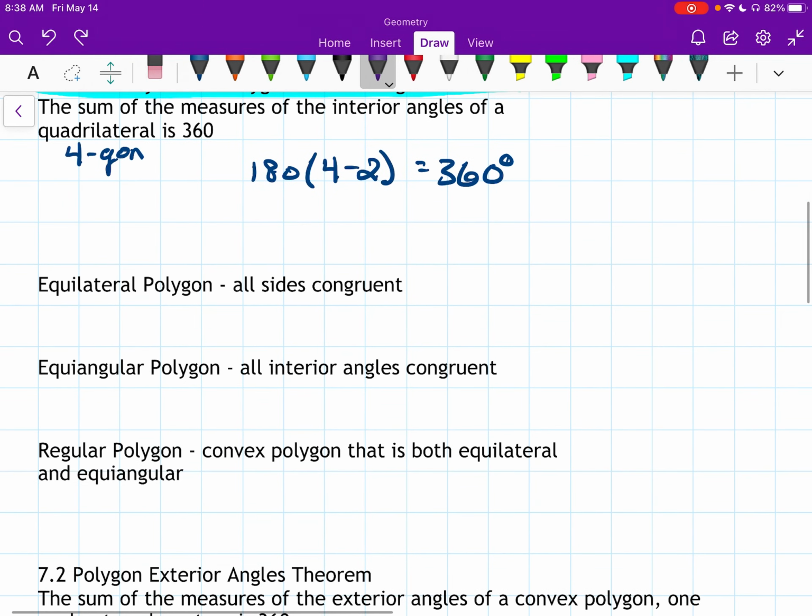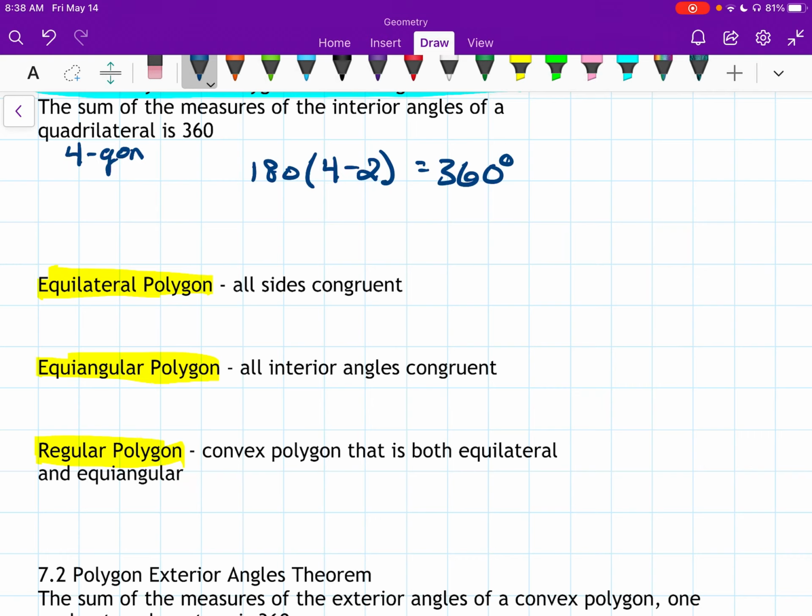Next up, we have some definitions for our polygons, some types. An equilateral polygon is a polygon where all the sides are congruent. An equiangular polygon is a polygon where all the angles are congruent. And then we have a regular polygon. That's a convex polygon that is both equilateral and equiangular.